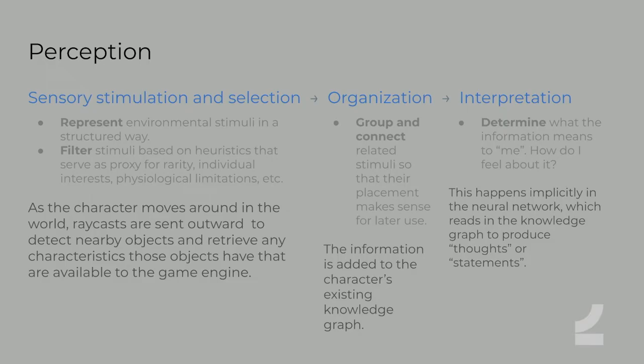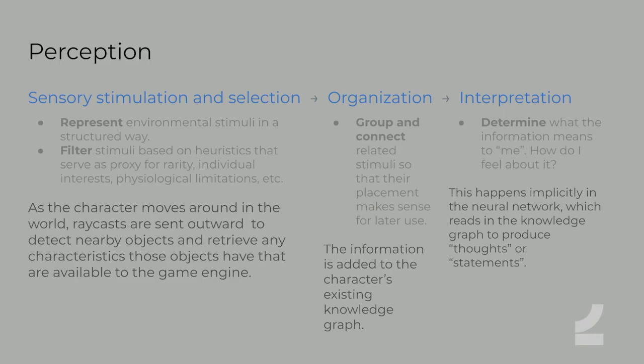And with the heuristic filters, it's writing heuristics. And then in the organization phase, the discrete pieces of information about what's perceived are just added to the character's existing knowledge graph. So new information gets added to the place in the knowledge graph where it's automatically linked with whatever existing information the character has about whatever that entity is.